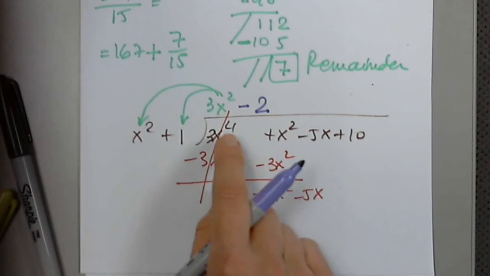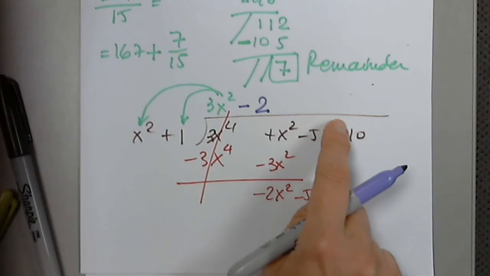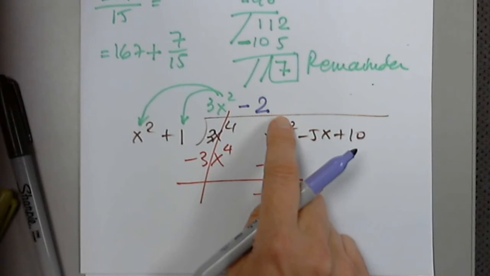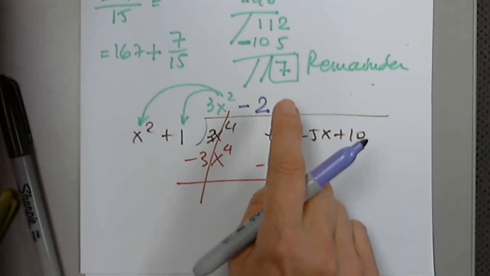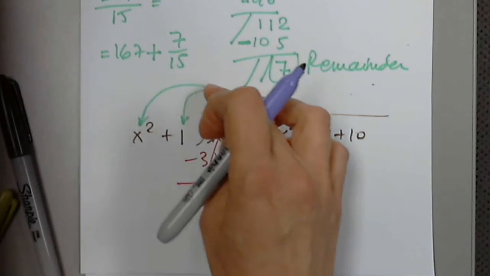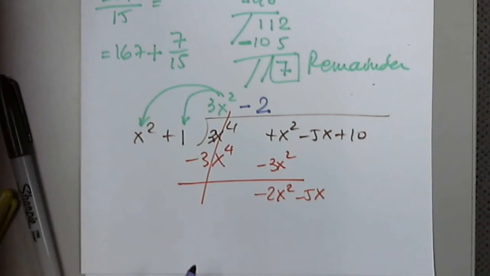Just negative 2. You have to decrease. The degree has to decrease. 2x squared. I cannot go back to x to the 4th. If I go back to the x to the 4th, 2x to the 4th times x squared will be 2x to the 6th. Everything, all degrees have to decrease.